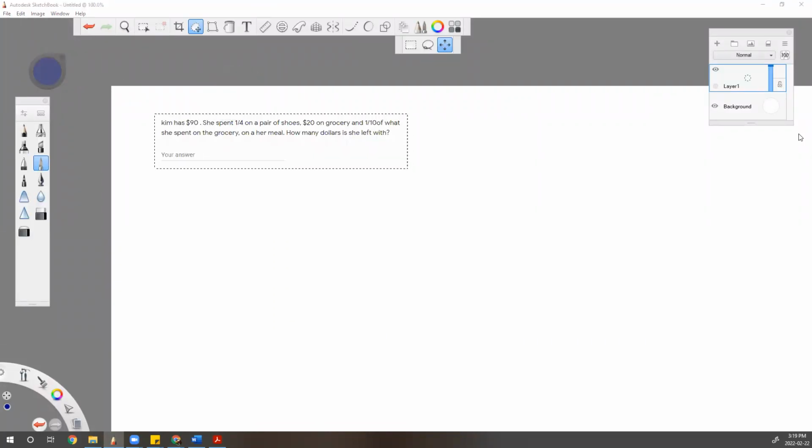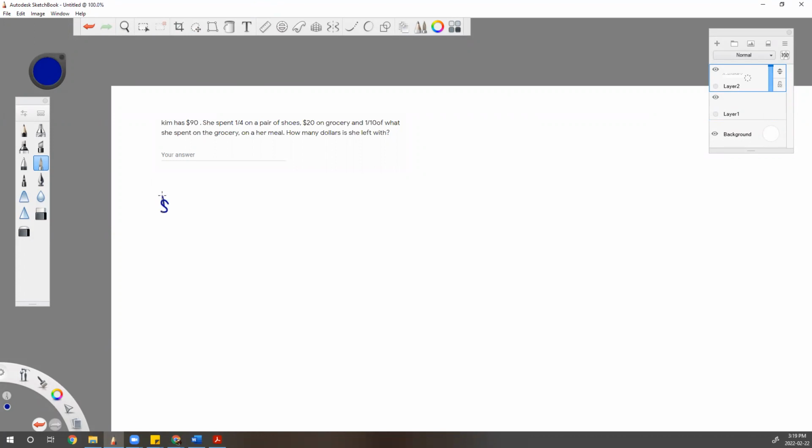Okay, Kim has $90. This is the total amount of her money. First she has 90, and then she spent 1/4 on a pair of shoes. So shoes is 1/4 times 90, right? 1/4 of it. So how do you calculate this? As simple as this, 90 over 1 times 1/4 gives 90/4. If you're allowed to use a calculator, that is easier. So 90 divided by 4, you just divide by 2, divide by 2. Simplify the fraction: 45/2, which is $22.5 for shoes.